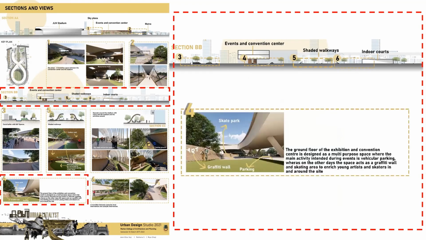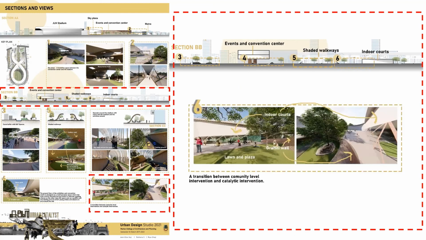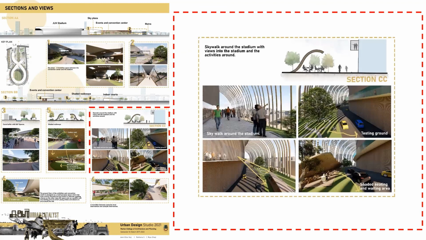Next is the skate park, which comes in between the walkway and parking. Next is the shaded walkways with in-between green patches. The inner wall of this shaded pathway could act as a gallery wall and the outer side could act as a graffiti wall. Thus shows the open transition spaces between the built and the community level intervention, which is the walkways. Section CC shows the outer ring stitch and the skywalk around the stadium.